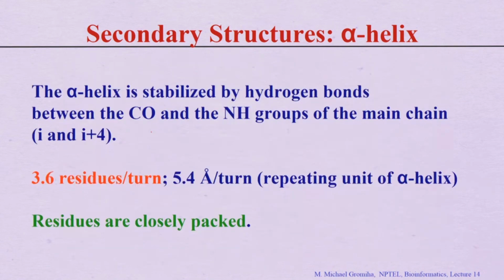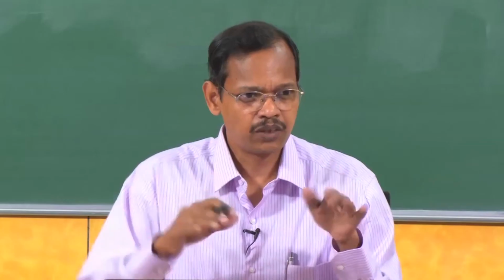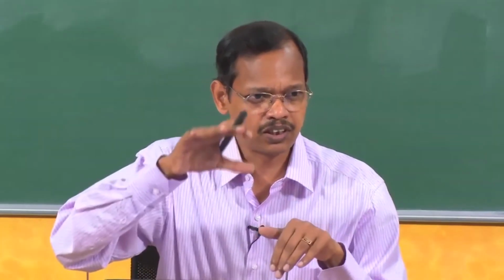So, 3.6 residues per turn, and if you look at this complete turn, you can see this is 5.4 angstrom in one turn, right. Now, 3.6 residues per turn and 5.4 angstrom per turn, then what is the rise per residue? You can calculate 5.4 divided by 3.6, this equals 1.5 angstrom, right.